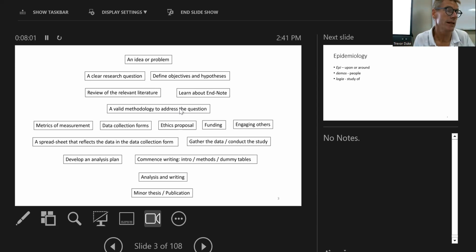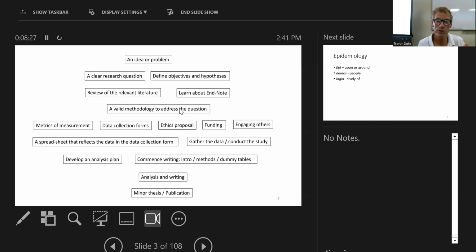It doesn't have any data in it, but it has the metrics, the outcomes, the measurements you're going to measure, and the metrics. I'll show you some good dummy tables. But again, these are all things so that it makes the last part easy. When you've finished your study and you've got your data, then the analysis and the writing becomes easy if you've done all this preparation beforehand.